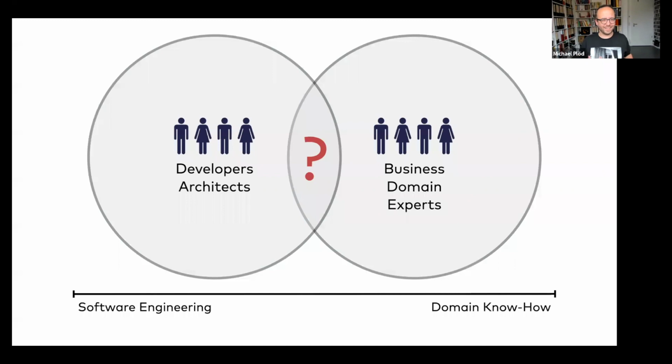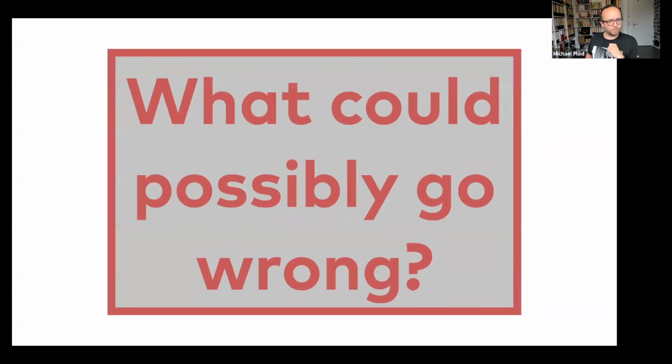Yeah. And I think, I mean, I'm being a bit sarcastic right now. But I think there's a lot of truth to that, because in many organizations, this overlap is not very big. And you may say, yeah, of course, we need the big overlap. So let's ask ourselves the popular question, what could possibly go wrong?